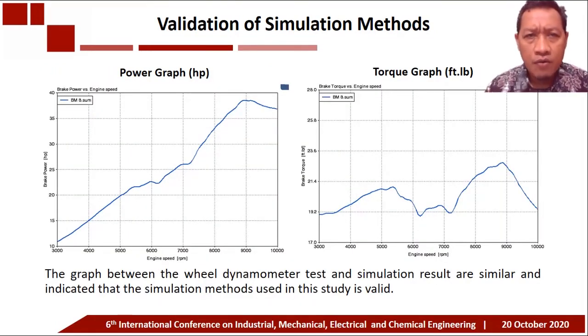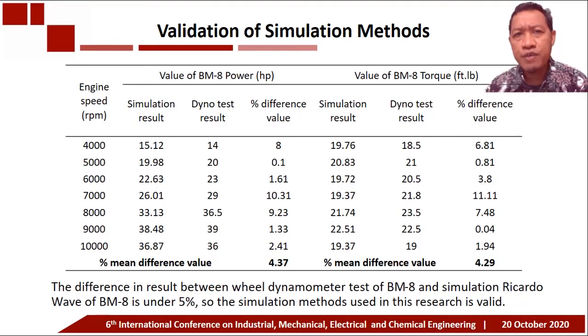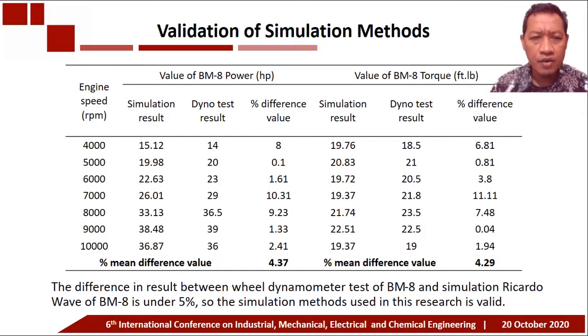This graph shows the simulation result used for validation. The right graph tells about torque versus engine speed, and the left graph tells about brake power versus engine speed. The graphs of the dyno test and simulation result are similar and indicate that the simulation method used in this study is valid. This table shows several results at different engine speeds. Based on the table, we can see that the difference between the dyno test and the Ricardo Wave simulation of BM8 is under 5%. So the simulation method used in this research is valid.